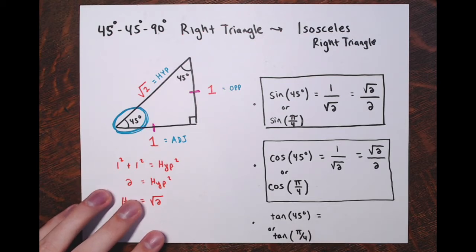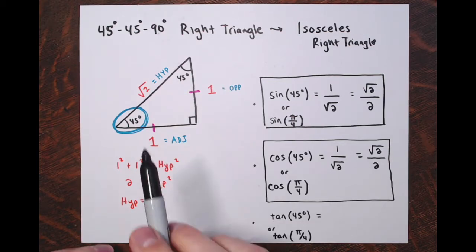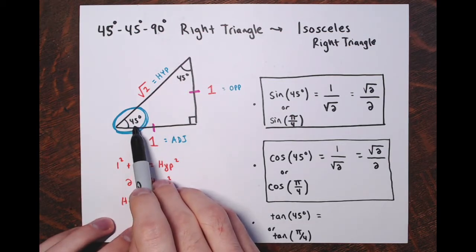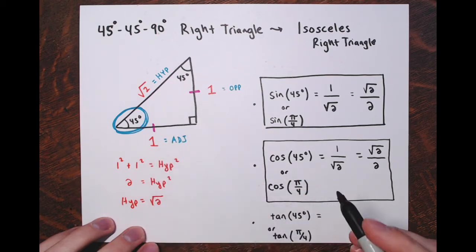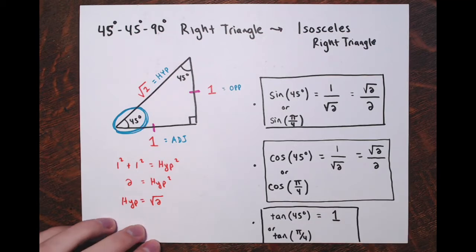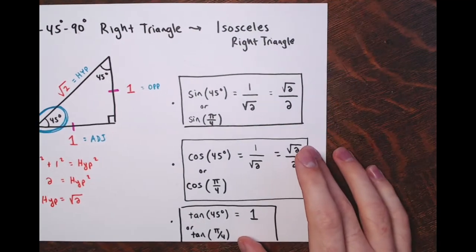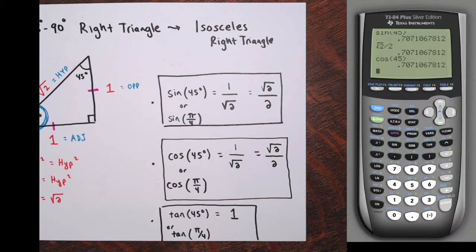Remember the tangent in a right triangle was the opposite length divided by the adjacent length. Well, here's my 45-degree angle in this right triangle. The opposite length is 1, the adjacent length is 1. 1 divided by 1 is just 1. Easy, right? So the tangent of a 45-degree angle is just 1. I'll show you that here. The tangent, and I'm in degree mode. The tangent of 45 degrees, 1.